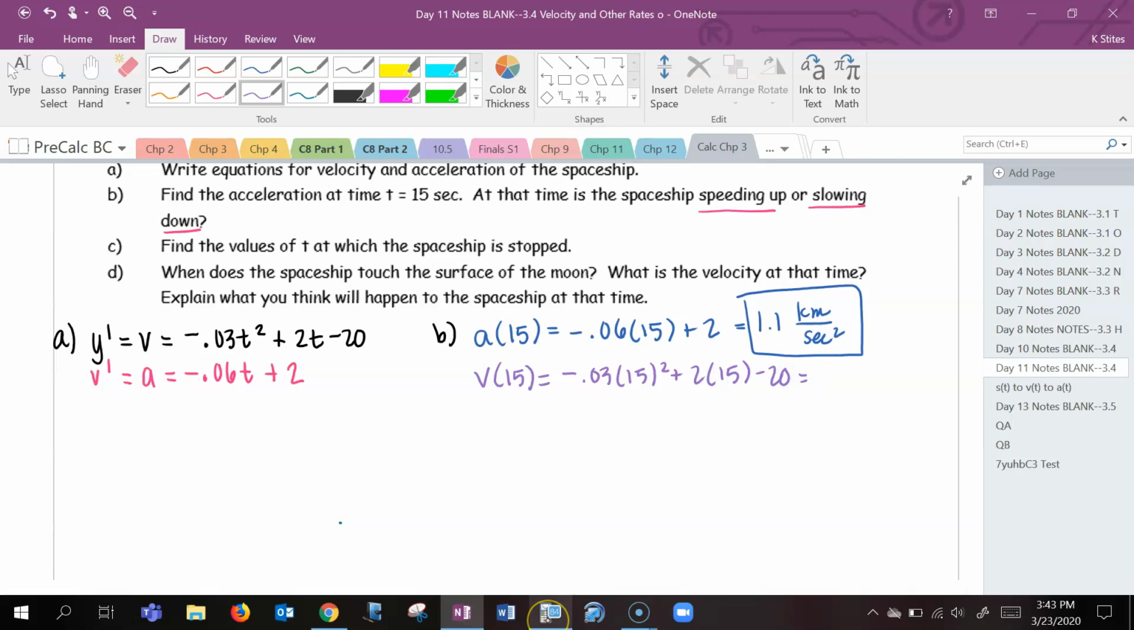Okay, and I'm just going to tell you what you get when you plug it in. When you plug it in, I have that you get a 3.25 kilometers per second squared. Okay, so the actual value does not matter. Like, I don't care that it's 1.1 or 3.25. What I care about is that they are both positive. Since they are both positive, we are speeding up.